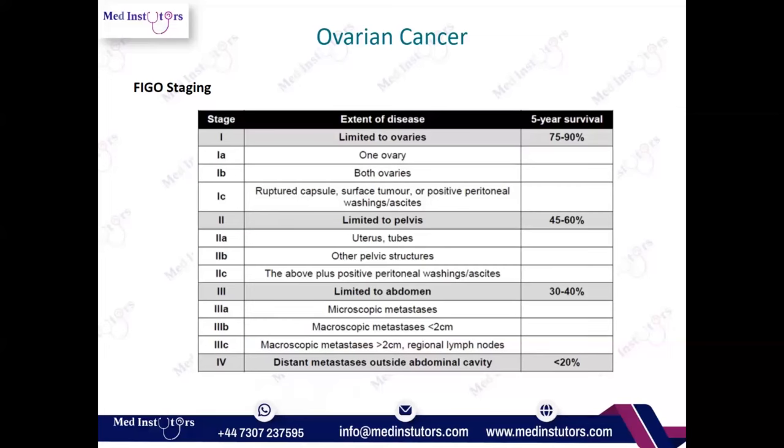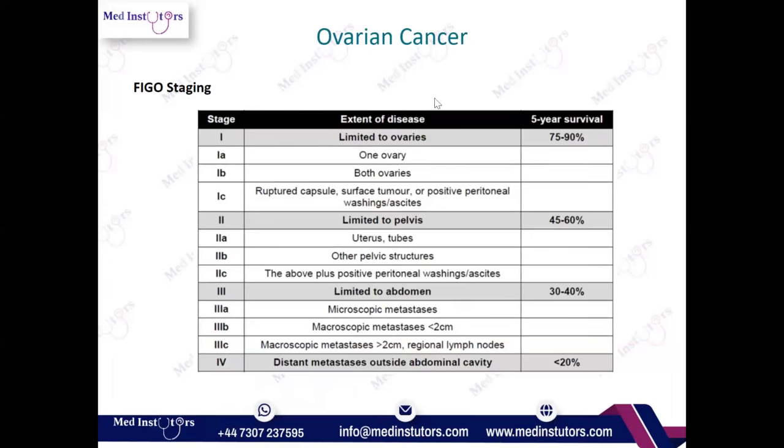Okay, now let's begin with the staging. What I mostly advise my students, I shared a tip with them: whenever you are studying staging, first of all, remember the summary of each stage. In the FIGO staging system, we usually have stage 1, 2, 3, and 4. So what is the summary of ovarian cancer? Summary means you know in each stage what the involvement of the cancer is. So in stage 1, it is limited to the ovaries. In stage 2, it is limited to the pelvis.